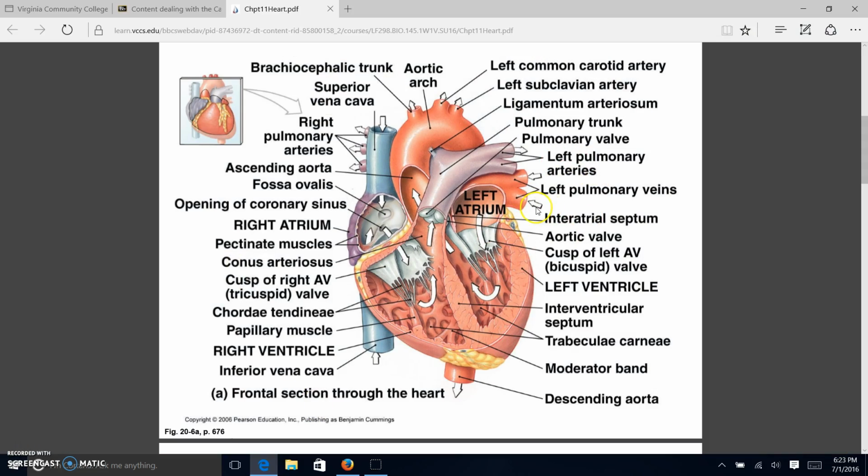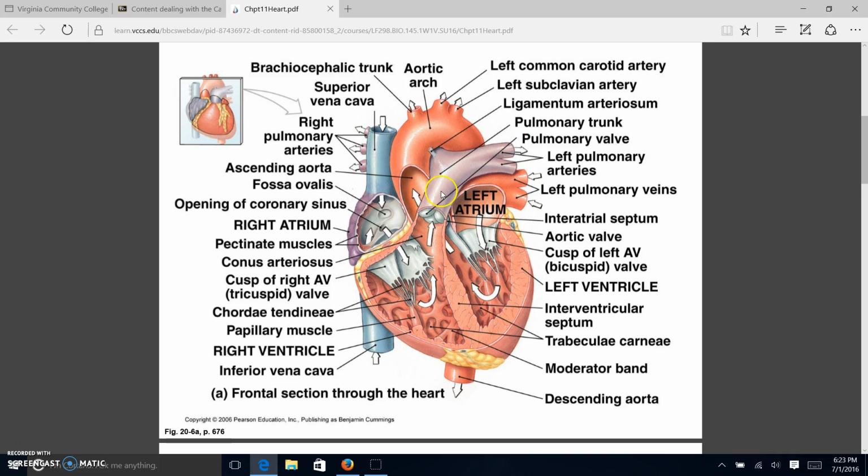Okay, now, one thing we have to remember is that we actually have what we call systemic arteries and pulmonary arteries. We have systemic veins and pulmonary veins. Systemic means it's taking blood to most of the body's systems. Pulmonary means it's taking blood to or from the lungs. So the real definition of arteries is they take blood away. This is a pulmonary artery because it's taking blood away from the heart to the lungs.